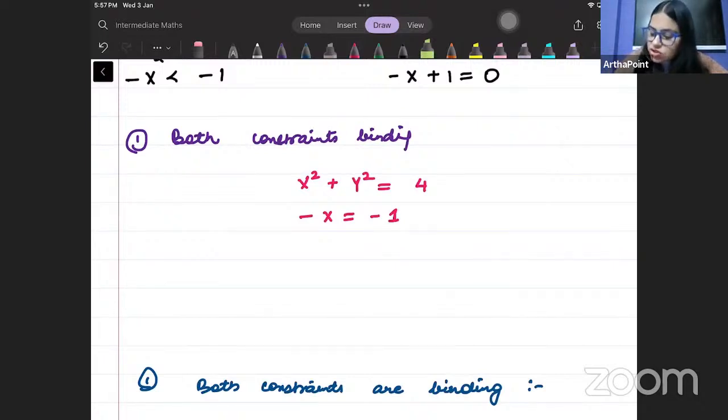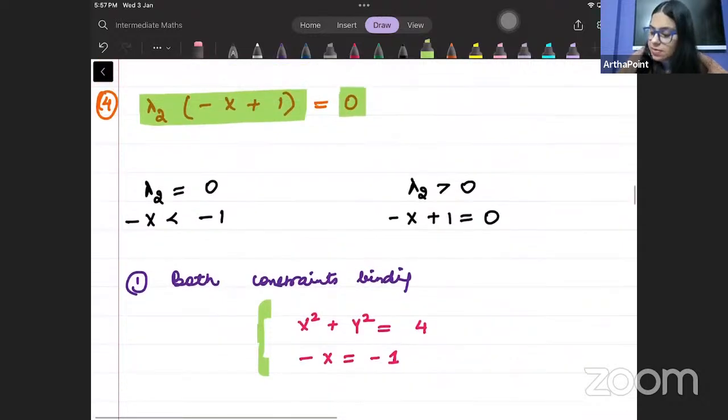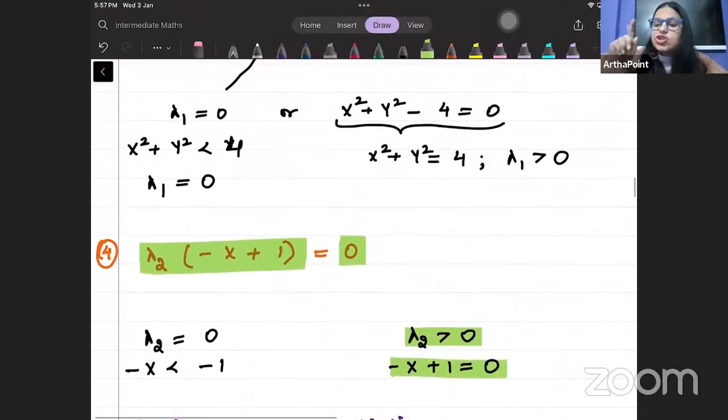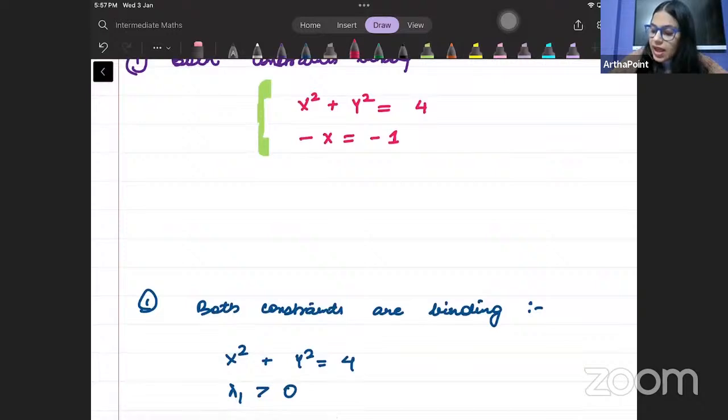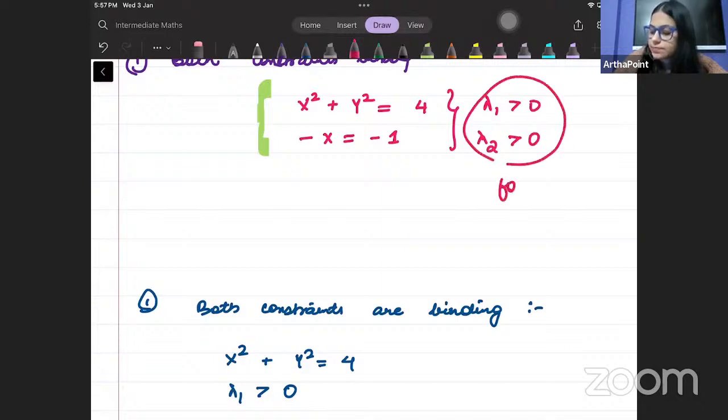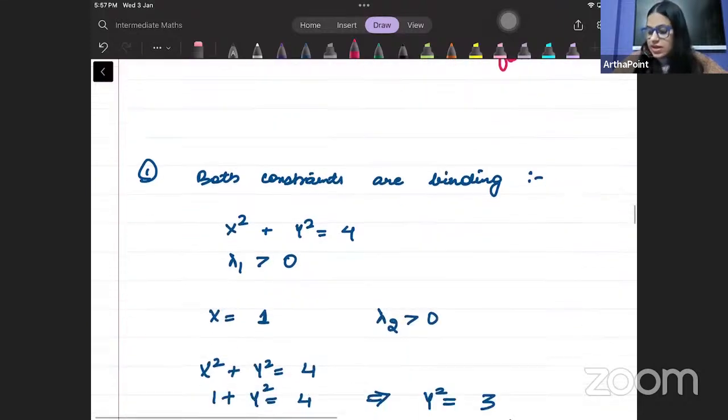Beta, when constraints are binding, जब हम constraints को equality के साथ follow करते हैं, तो जो Lagrange multiplier होता है, वो हमेशा it follows with greater than sign. So I should get the final answer where lambda 1 and lambda 2 should be strictly greater than 0. This should be followed. ठीक है, let's see now.